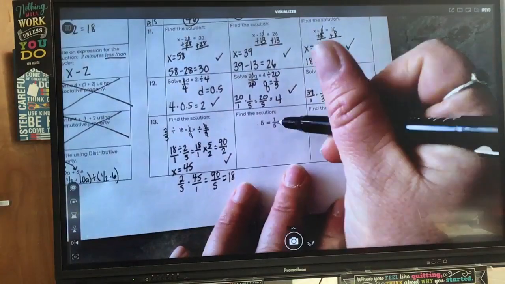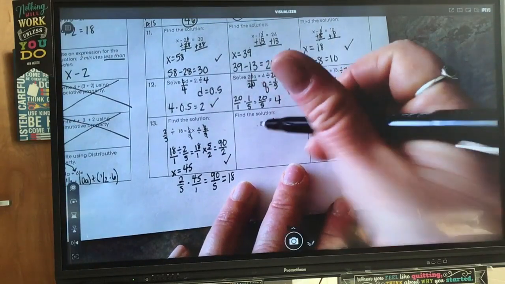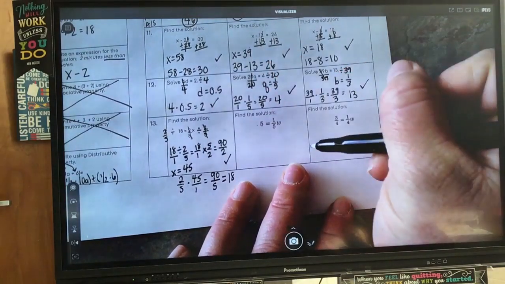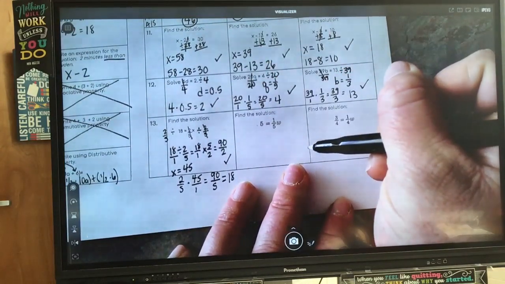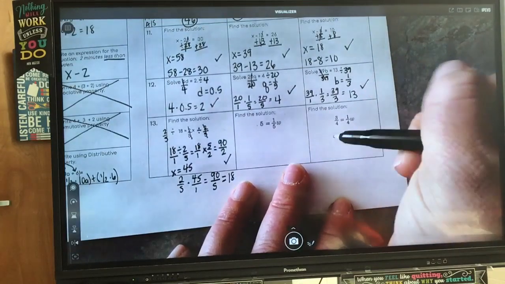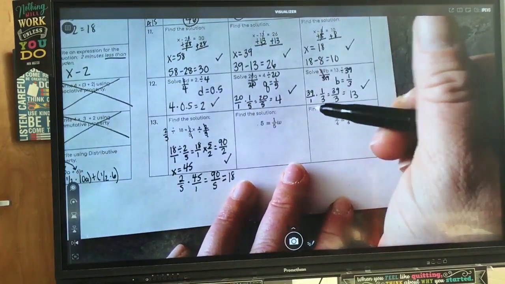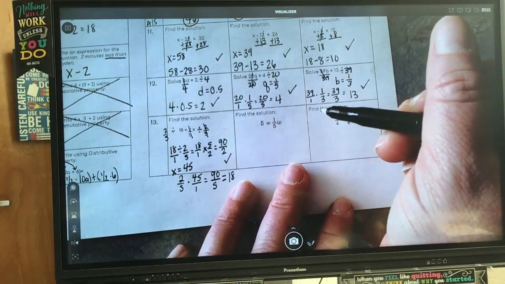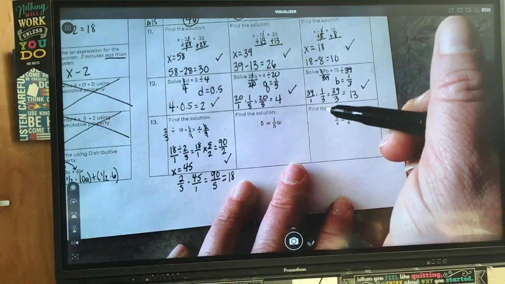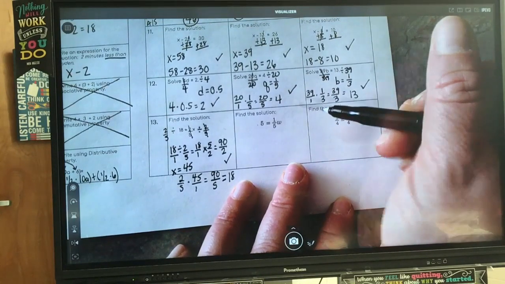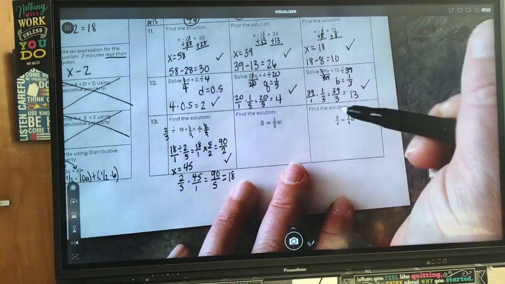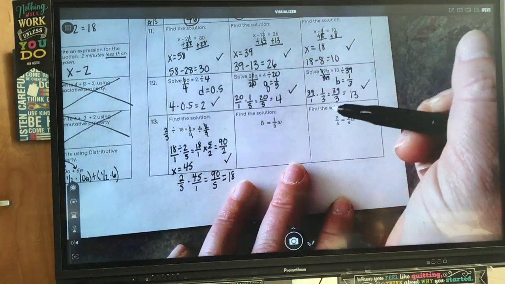So we have 1/5 W equals 5. So what operation is going on in our problem? I'm not asking you to solve, I'm just asking you to tell me what operation is going on in this problem. Elisa. So what operation is going on between 1/5 and W? And what is the opposite?